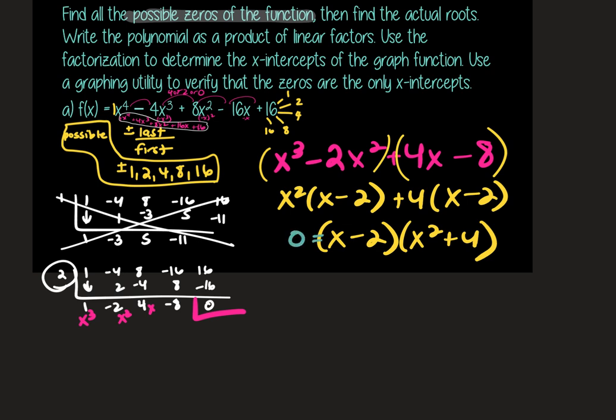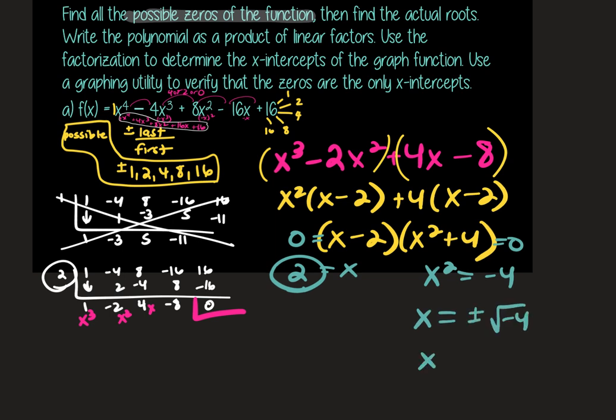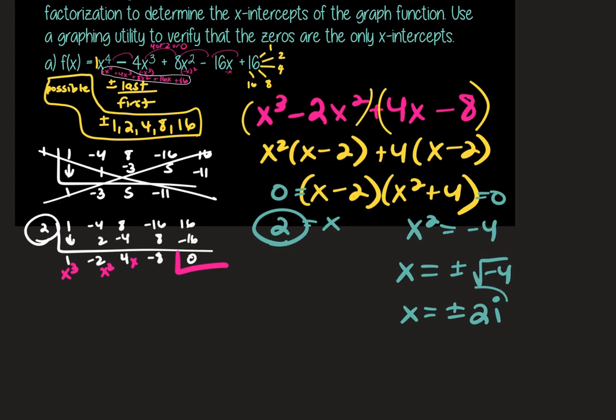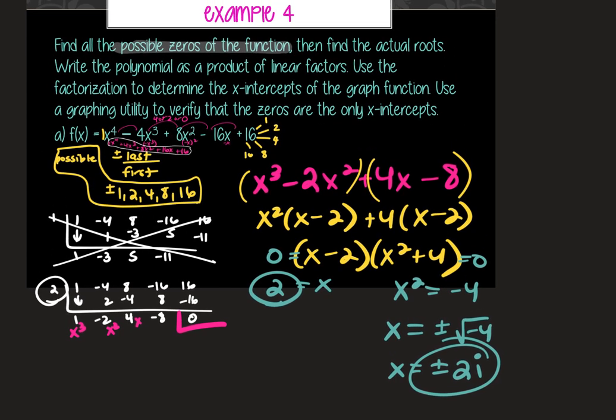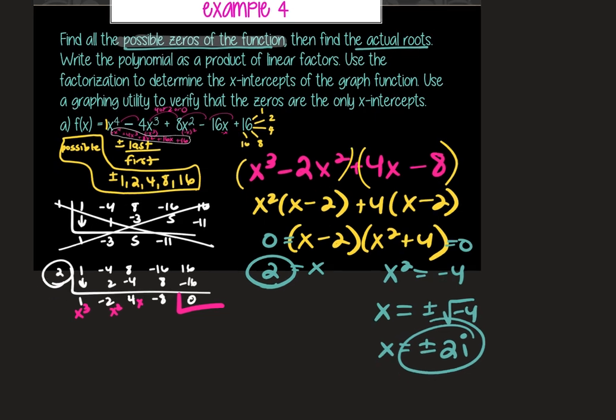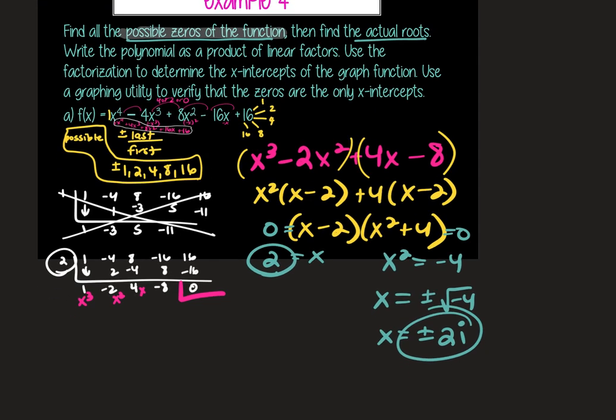Now I split and solve, and I get x equals 2 again. I'd get x squared equals negative 4. X equals plus and minus the square root of negative 4, which is plus and minus 2i. And those are my third and fourth zeros. So step 1 was find the possibles. We did that. Step 2, find the actuals. Step 3, write the polynomial as a product of linear factors.